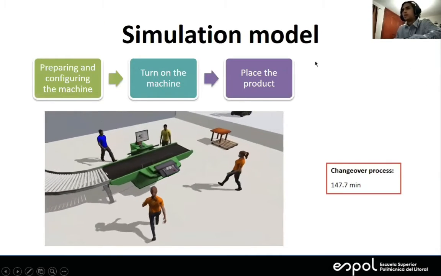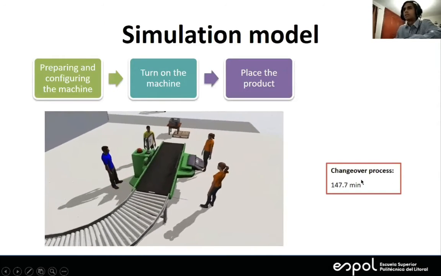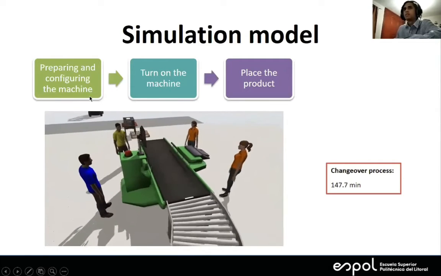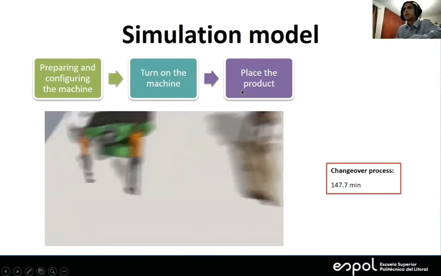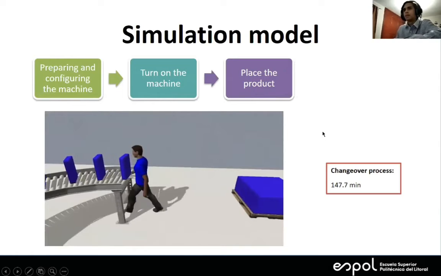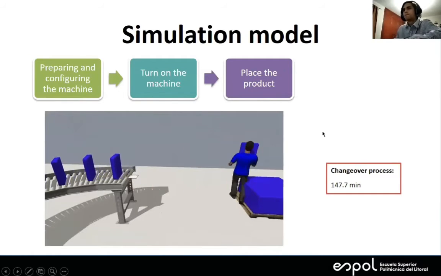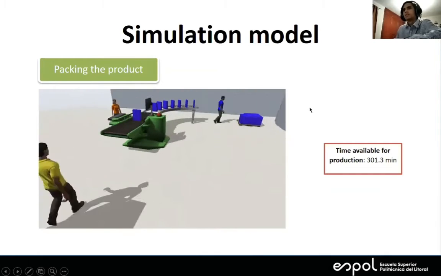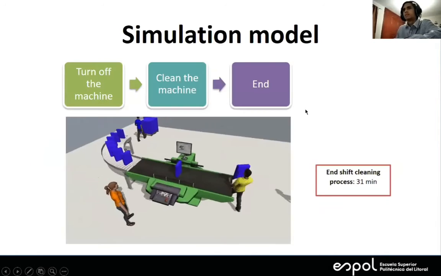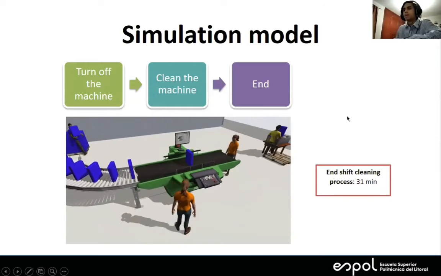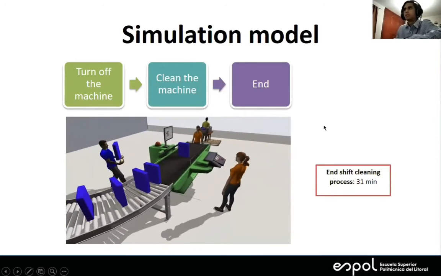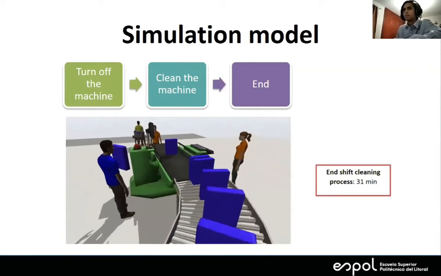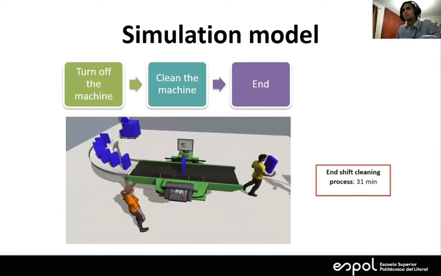This is the simulation model. Here we can observe the changeover process with the configuration activities, setup, and the product placement. This is the packaging process. And the final part is the end-of-shift cleaning process, when they turn off the machine and clean it.